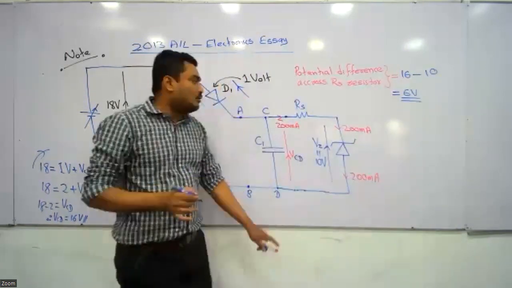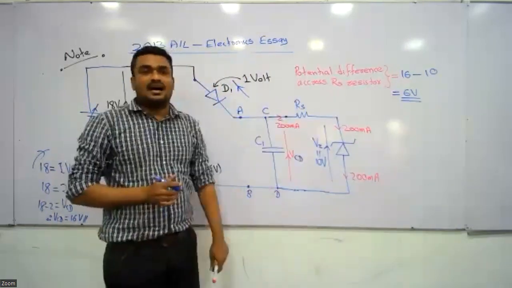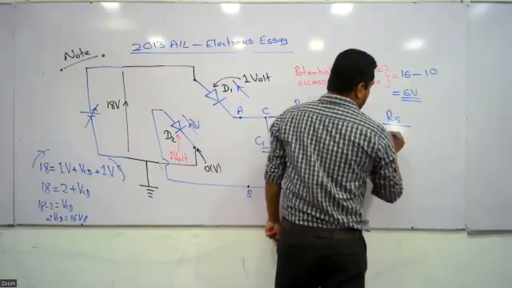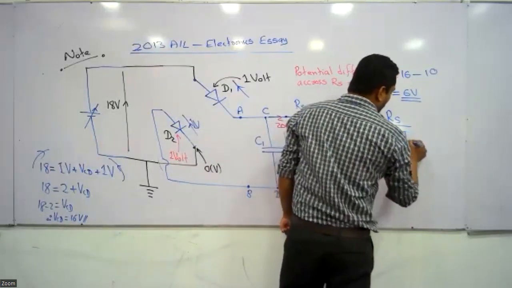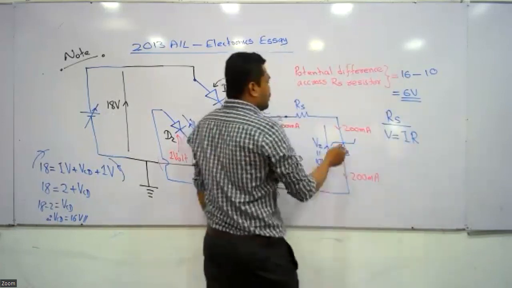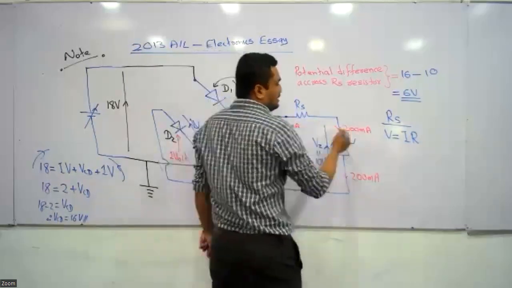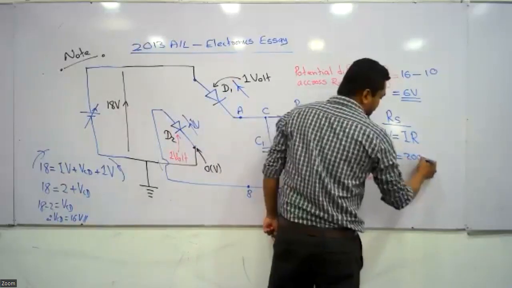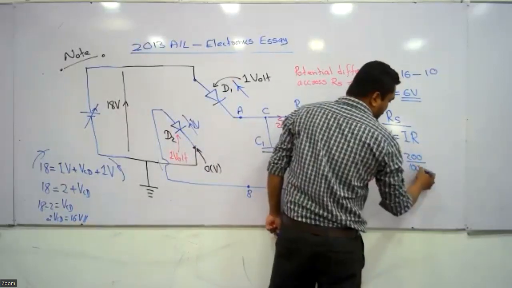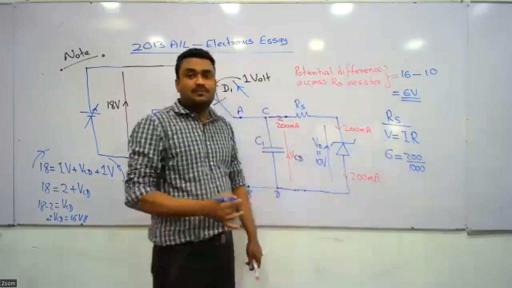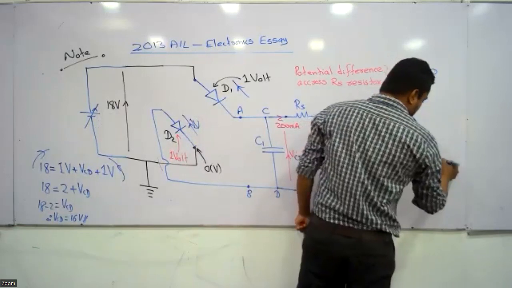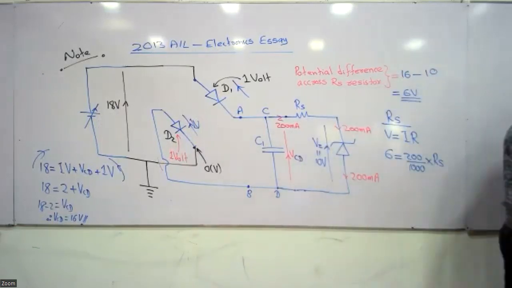So after you have found the potential difference across the RS resistor, apply Ohm's law for the RS resistor. Potential difference across RS resistor is 6. Current is given as 200 milliampere. To convert milliampere into ampere, we should divide it by 1000, into the same resistance RS. Can you do the rest and find RS here? Start.